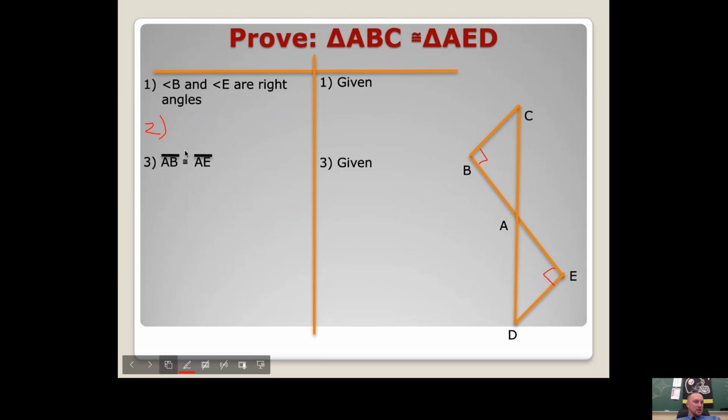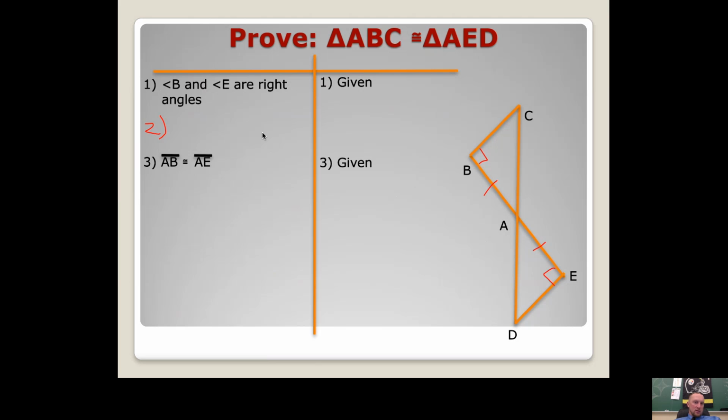Here's some other information that's given. So I'm not going to write my step 2 in yet because I don't know what I want to say about these angles. Segment AB is congruent to segment AE. So now we got a pair of congruent sides. And we know we got congruent angles here. We have right triangles to say that too.